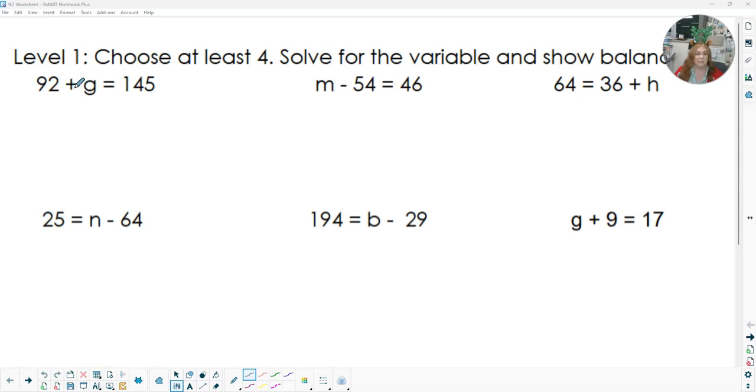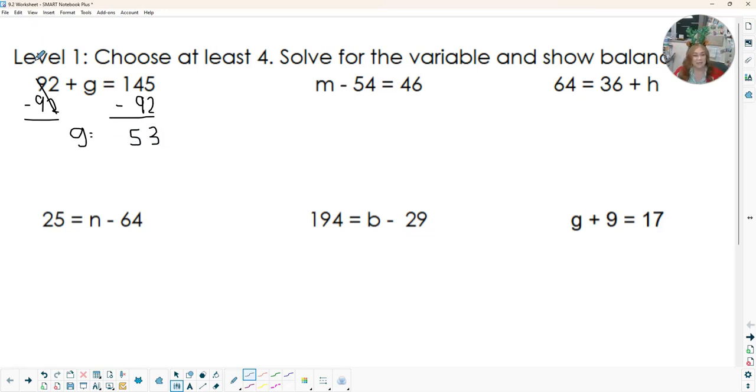So here we have a pod. We're trying to get G by itself, so we're moving 92 to the other side. We want to do the opposite, which is take them away. So if I subtract 92 here, then I need to subtract 92 here. This one cancels out, so we're left with G. And that equals, so 5 minus 2 is 3. And then 14 minus 9, so we're at 9, 10, 11, 12, 13, 14, is 5.